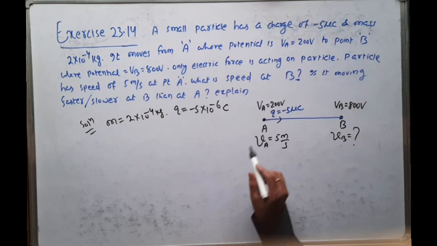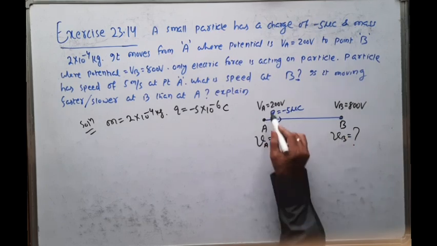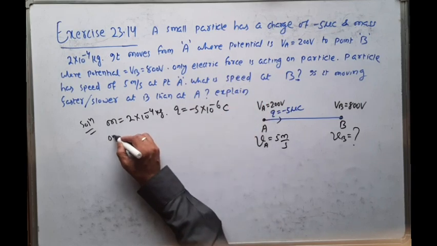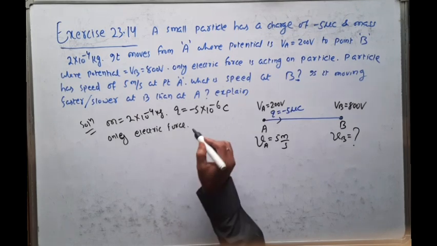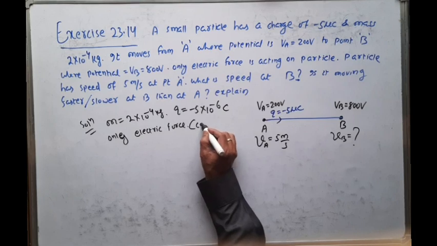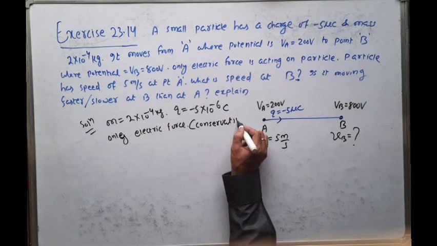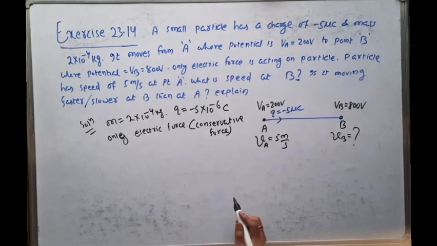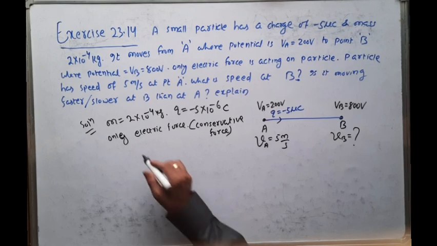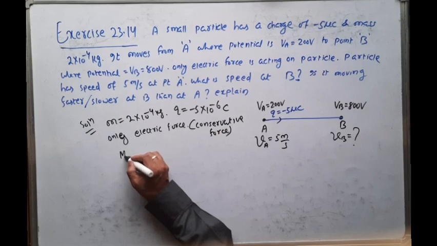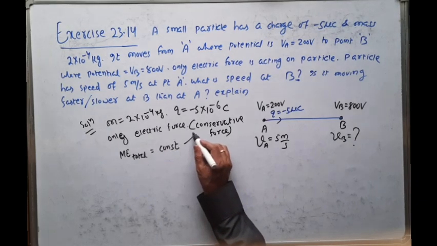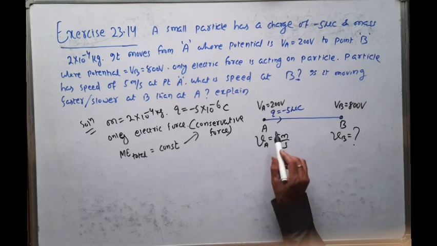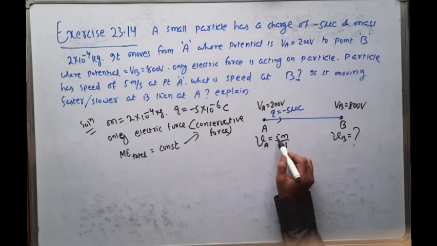So this charge is moving from point A to point B in the presence of only an electric field. It is given that only electric force is present here. Electric force is which type of force? It is a conservative force, you know. If it is a conservative force, then we can apply the work energy theorem, or you can say total mechanical energy remains constant for conservative force. Now at point A the velocity of the charged particle is 5 meter per second.